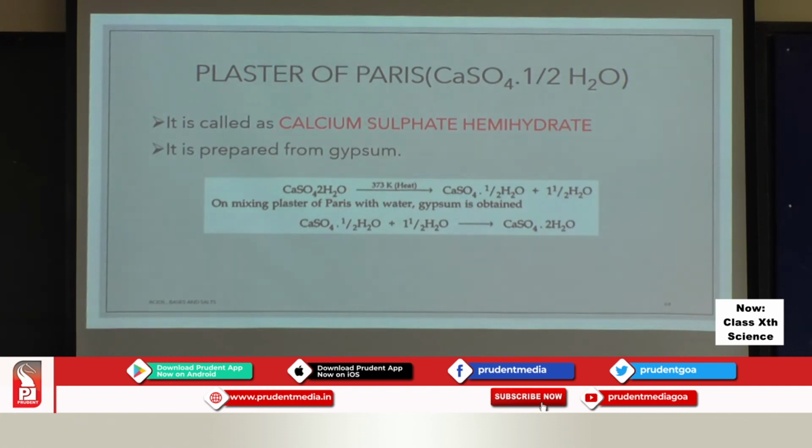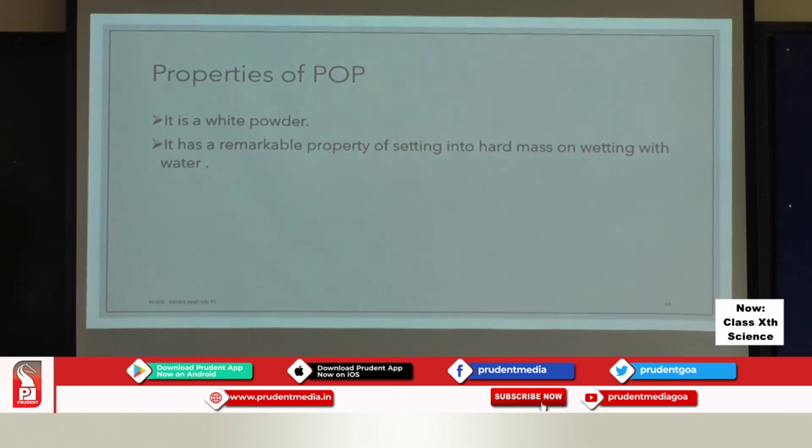So on mixing plaster of Paris with water, gypsum is obtained. That means if you have CaSO4.half H2O, and you add water to it, it will regain its water molecules, and when it regains them, it again leads to the formation of gypsum. Now what are the properties of plaster of Paris? It is a white powder, and it has the remarkable property of setting into a hard mass on wetting with water.